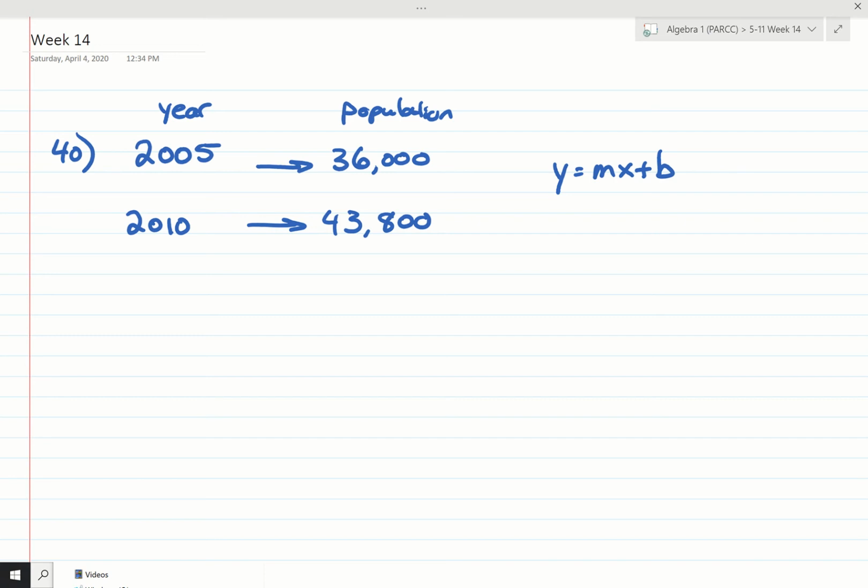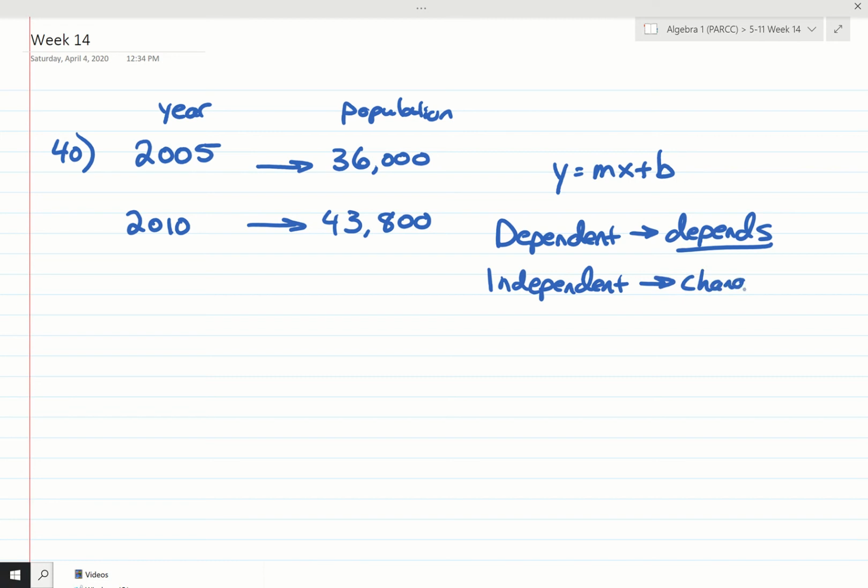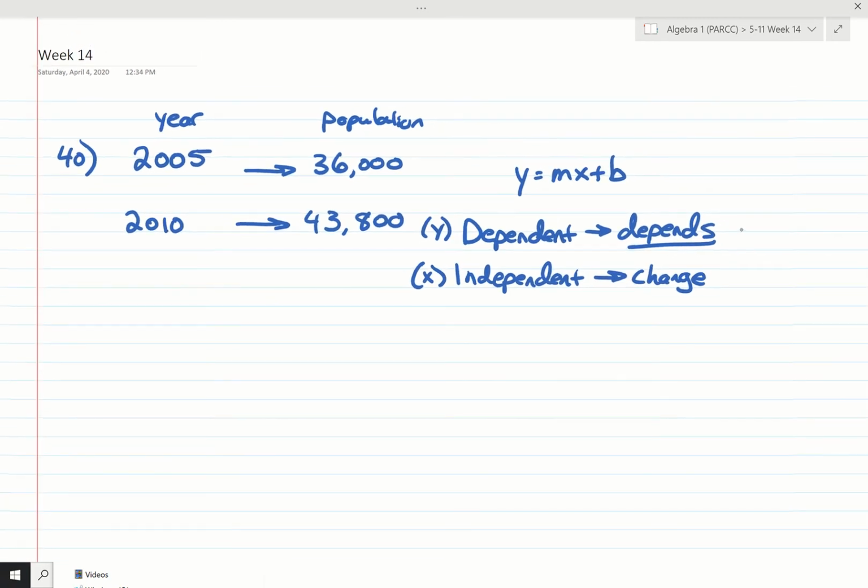All right, so we have to figure out what would the independent and what would the dependent variable be. So dependent means it depends on the independent variable. The independent variable we could change, and that affects the dependent variable. The independent variable is x, the dependent variable is y. So the question is, does population depend on what year it is, or does what year it is depend on the population? Well, that second one doesn't really make sense. It would make sense that the population depends on the year.